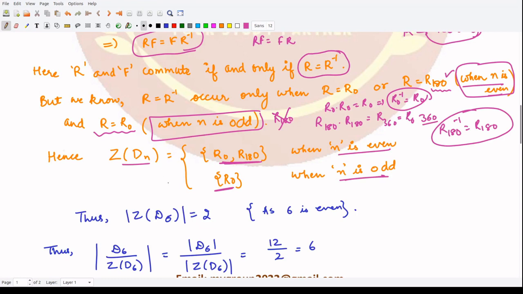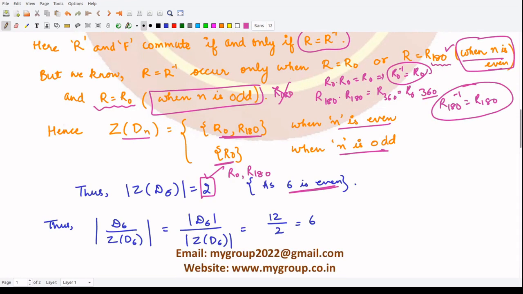And so from here, because 6 is an even number, the center of D6 would contain exactly 2 elements, which are R0 and R180. Correct. Once you know the order of the center, you can very easily compute the order of the factor group created by this center. By Lagrange's theorem, it would be equal to the order of the group divided by the order of the subgroup. The order of the group is 12. It is 2n, n is 6. And here the order is 2. Hence, the order of the factor group comes out to be equal to 6, right?